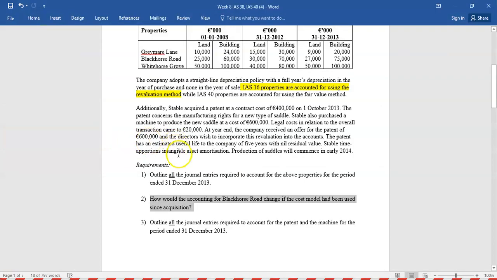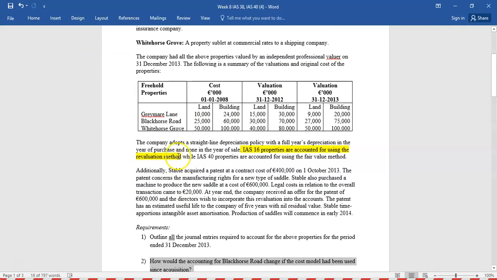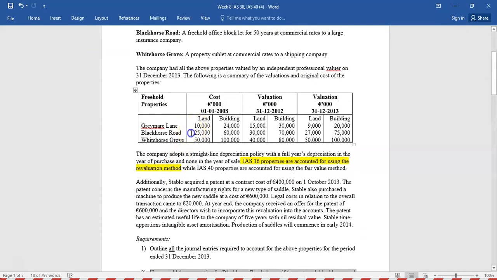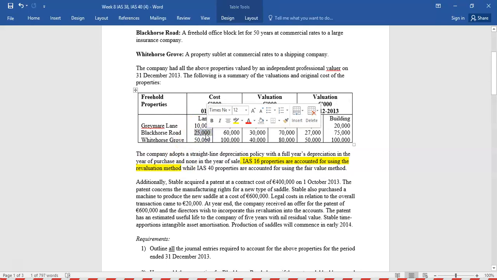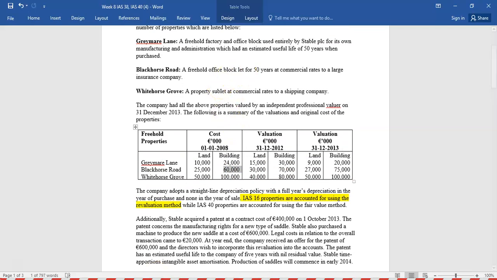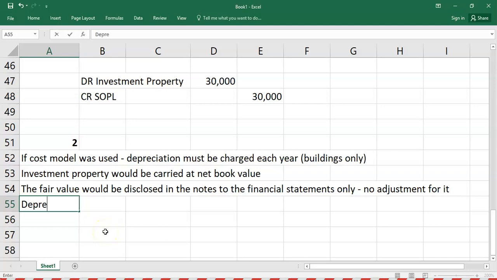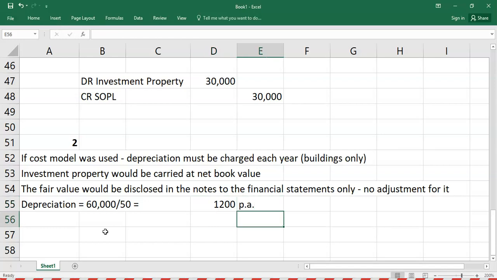So you'd go back to Black Horse and you'd say, right, depreciation, land wouldn't be depreciated, so it'll be held at 25,000 every year, or 25 million. The buildings would be depreciated 60 million, and you charge depreciation, if you wanted to come to it, depreciation would be 60 divided by 50, which in this case here would be 1.2 million a year. And you'd reduce that off every year.